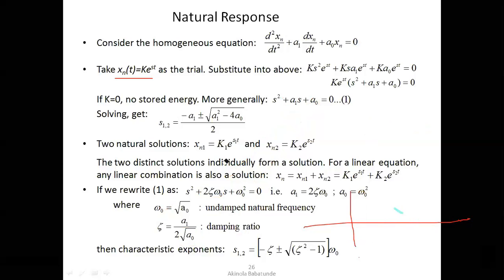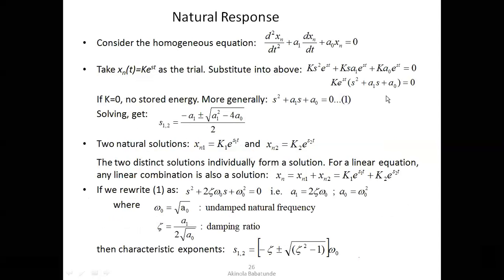So having that in mind, it simply means that the characteristic exponents S1, the solutions that we are bringing here for the natural solution, can be given as minus zeta plus or minus square root of zeta squared minus 1, times omega naught. What you would find here is that we just did some rearrangement.